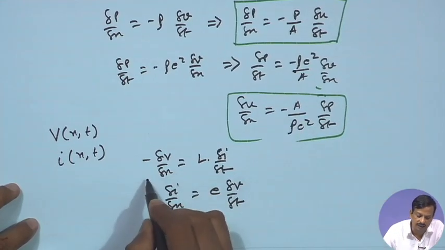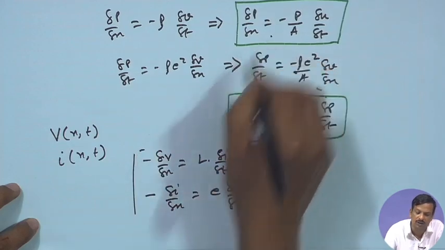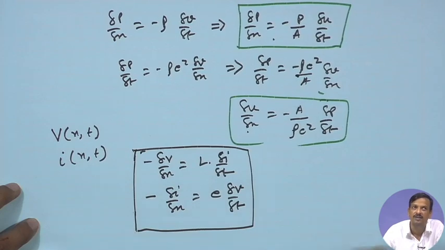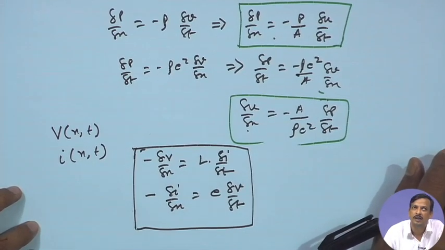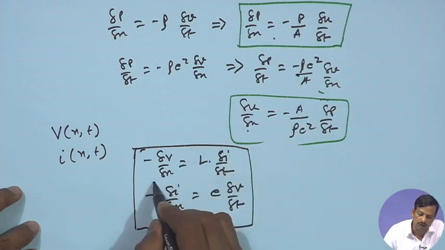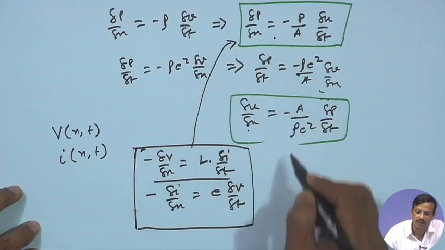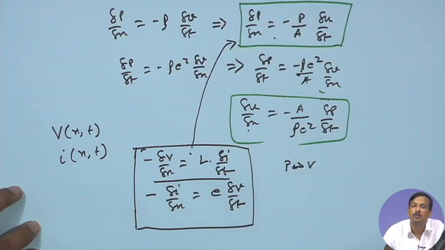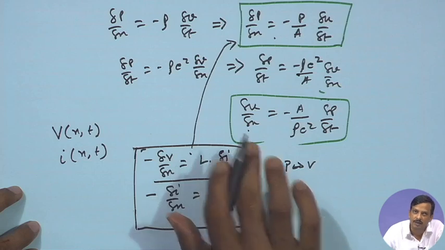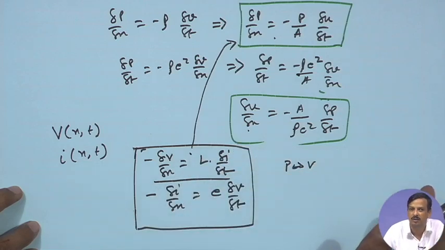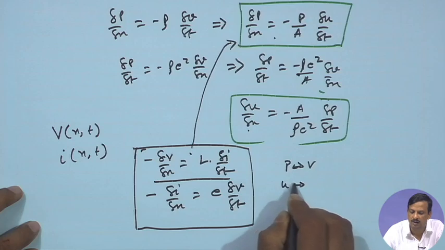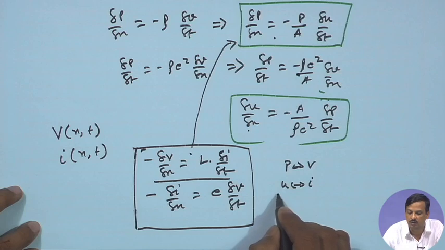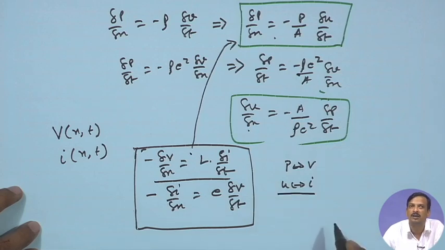Now, these two equations are the lossless electrical transmission line equations. If this equation is analogous to that equation, then I can say that P is analogous to V. So, pressure in the acoustic domain is analogous to voltage in the electrical domain. Similarly, U is analogous to I. Volume velocity in the acoustic domain is equivalent to electrical current in the electrical domain.